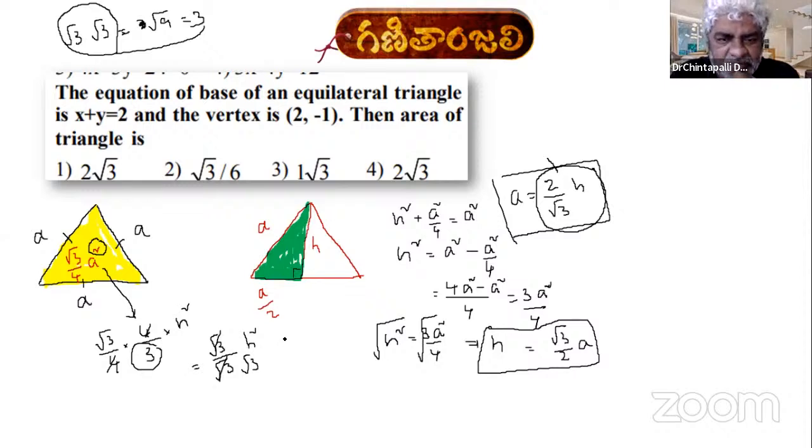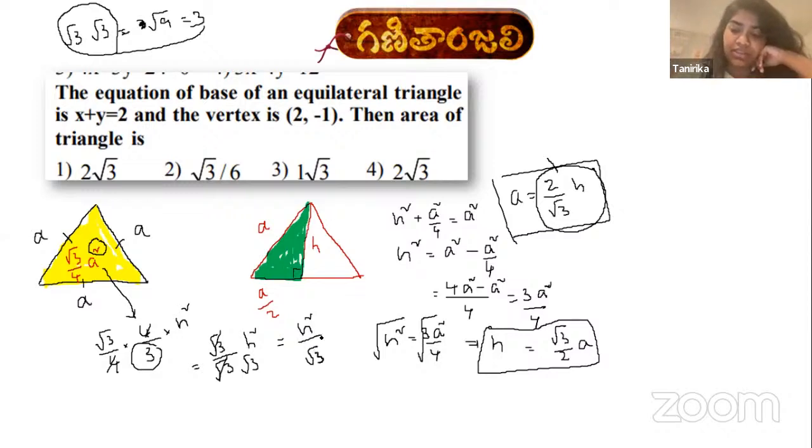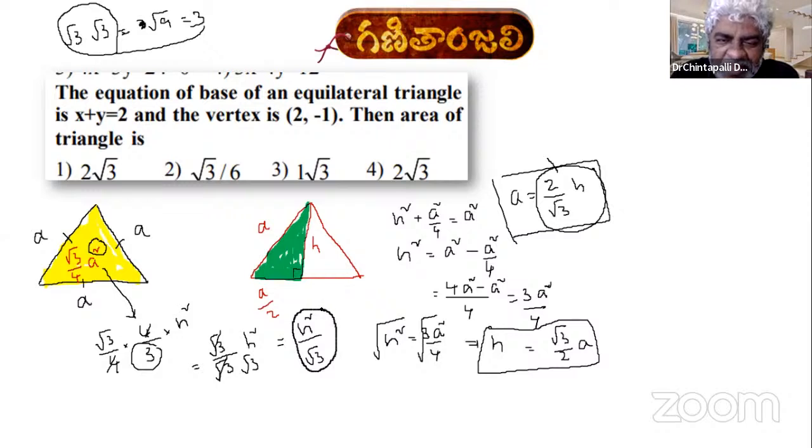Root 3 can cancel. The answer is h square over root 3. So it is a new formula. It is the formula to find the area of an equilateral triangle when h is given. So we have two formulae to find the area of an equilateral triangle.